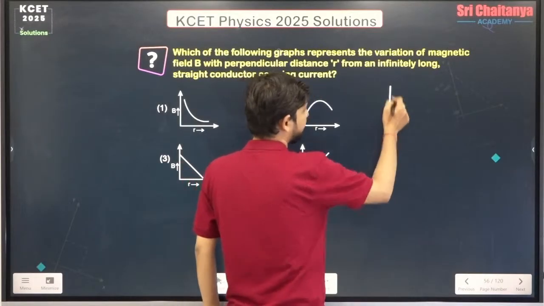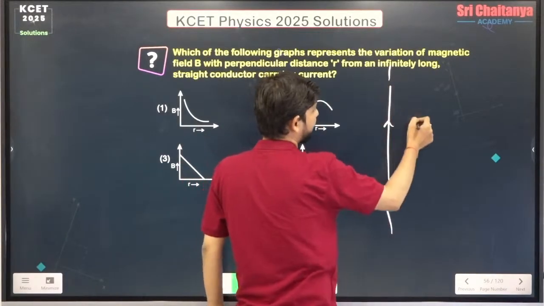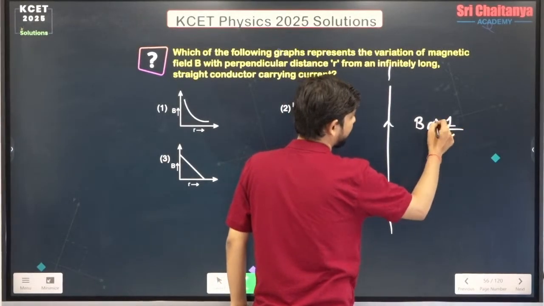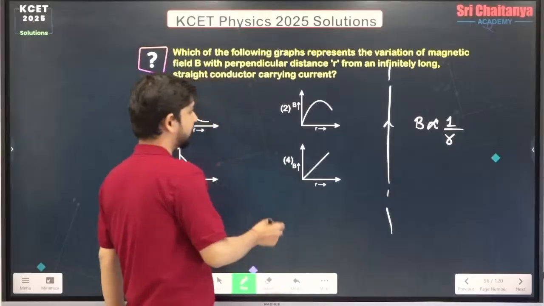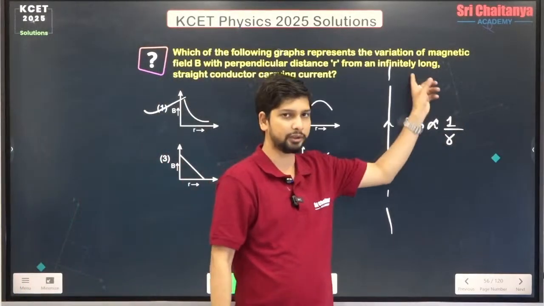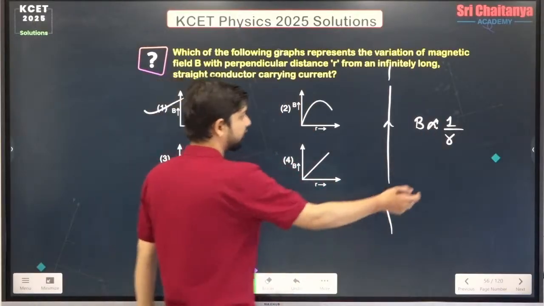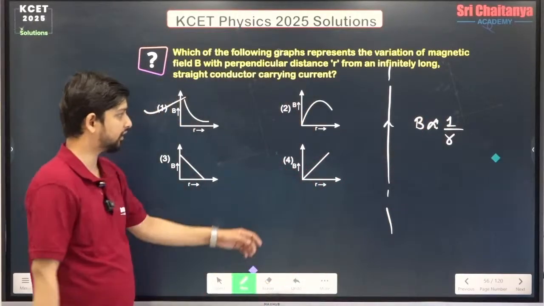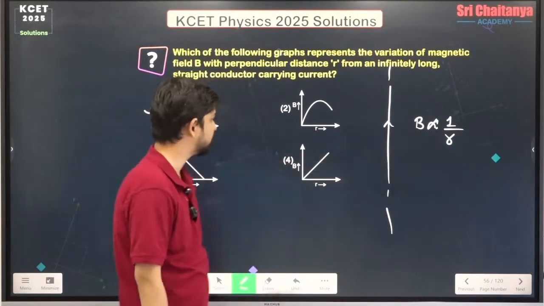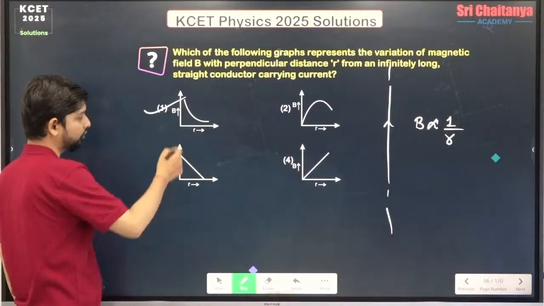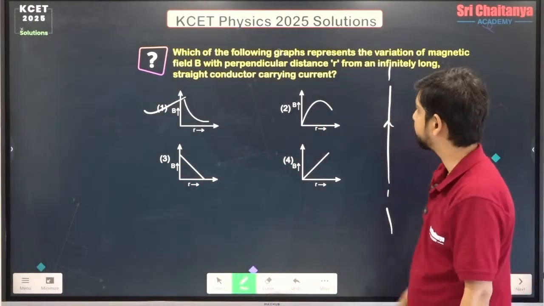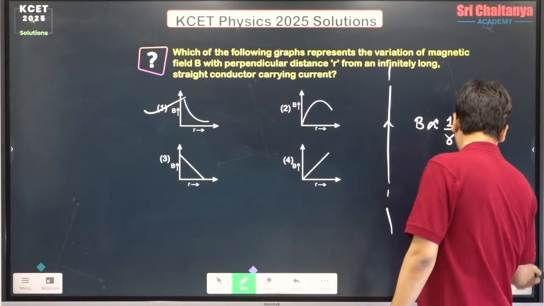So if it is an infinitely long current carrying conductor, the magnetic field around it at a distance R is going to be inversely proportional to R. If it is inversely proportional to R, the graph should be like this, because as R increases, the magnetic field decreases, and obviously it is not a straight line graph. A straight line graph means y equals mx plus c. It is not like that, so it has to be a curve, like this. This diagram is also given in NCERT, in the magnetic effect of current chapter.